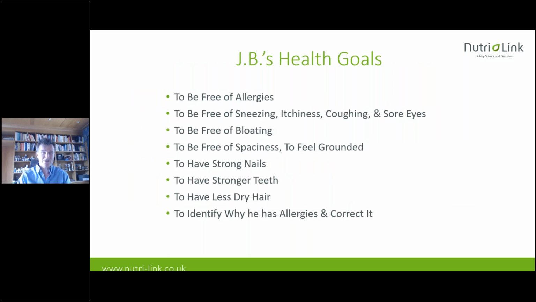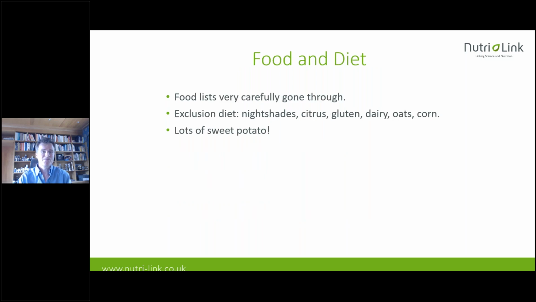His goals were to be free of the allergies, free of the symptoms, free of bloating, free of spaciness, to feel grounded, and also to have strong connective tissue as well. And also, I wrote the last one, to identify why he has the allergies and to correct it. The food list that he provided, I went through very carefully, and I recommended him to avoid. So step number 1, you avoid the allergen, the trigger: the nightshade, citrus, gluten, dairy, oats, and corn. And then have lots of sweet potato instead.